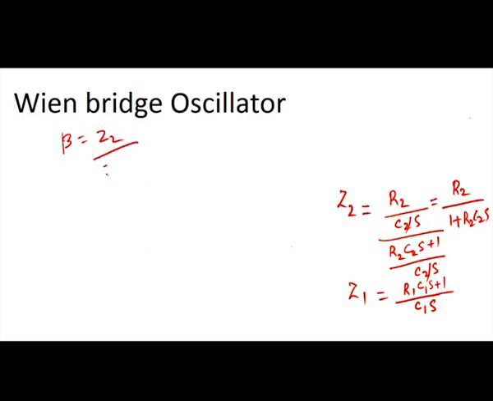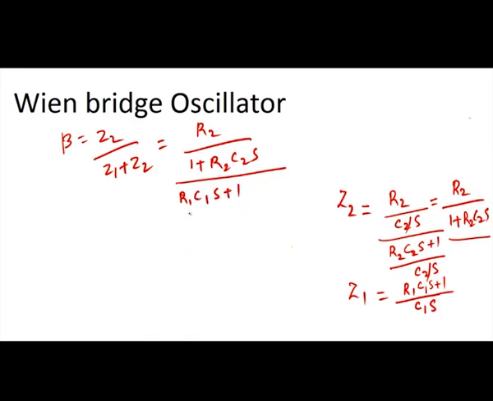Z2 by Z1 plus Z2. So Z2 we have calculated as R2 by 1 plus R2 C2 S, divided by Z1, which is R1 C1 S plus 1 divided by C1 S, plus again Z2, which is R2 by 1 plus R2 C2 S. So now simplify and take LCM.